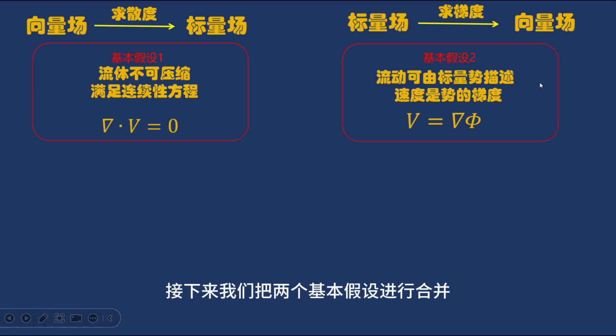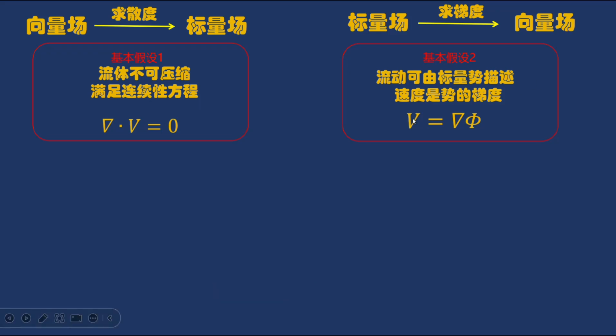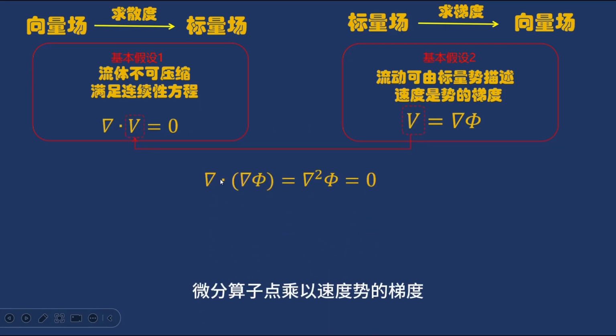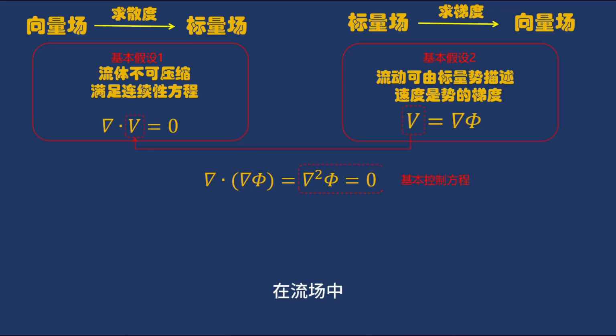Alright, next we combine the two basic assumptions. We substitute v from the second basic assumption into the first equation. This gives us the following equation. The differential operator dotted with the gradient of the potential yields our fundamental governing equation. In other words, at any point in the flow field, the Laplacian of the velocity potential is equal to zero.